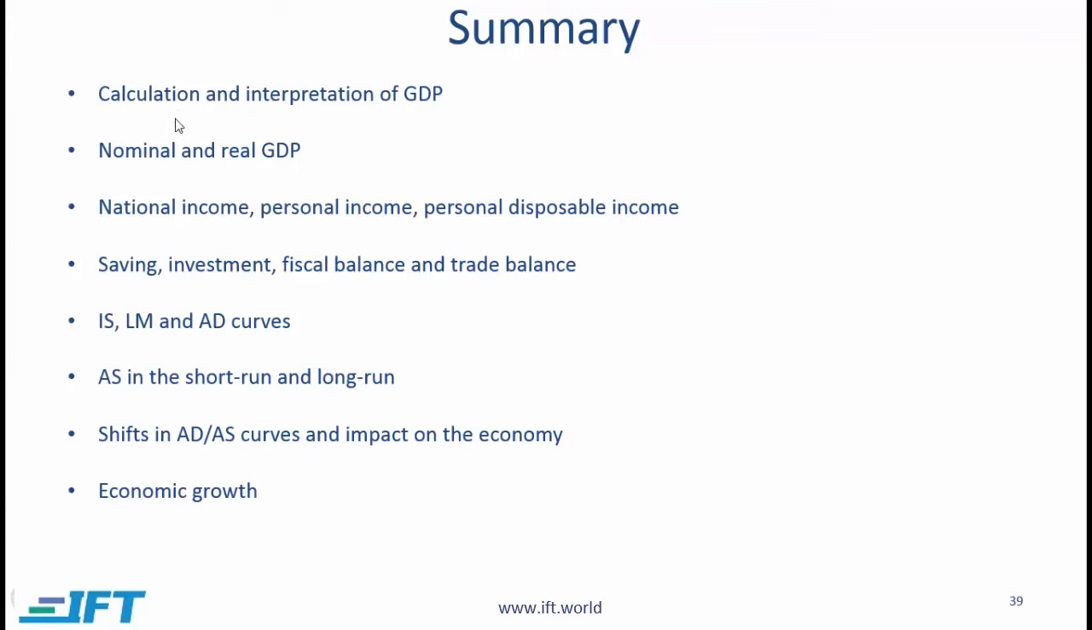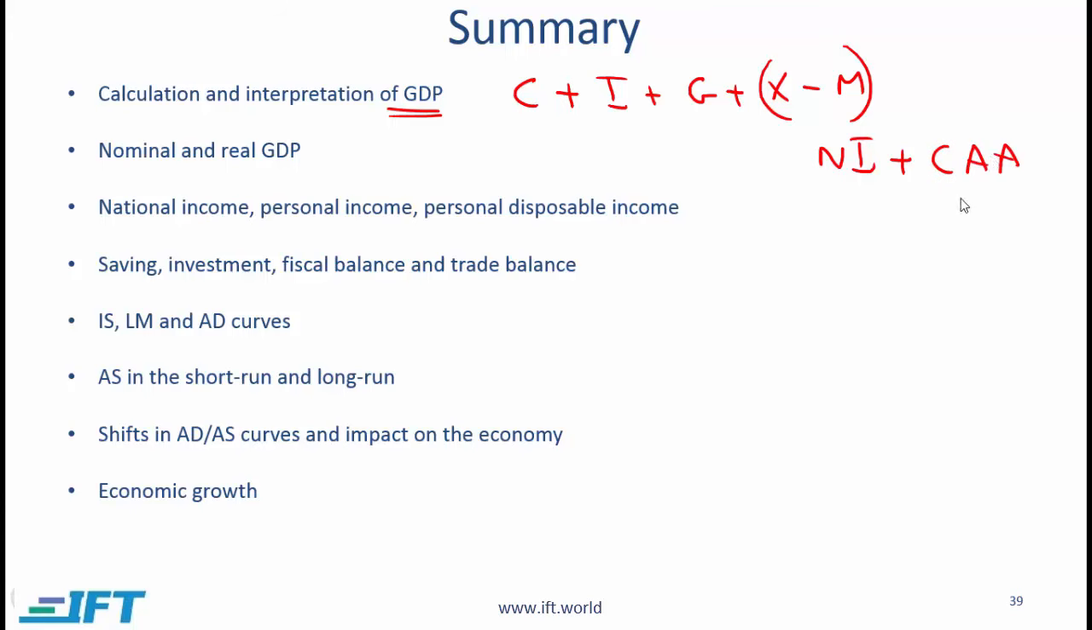You need to know how to calculate and interpret the GDP. We talked about two interpretations of GDP. One was based on expenditure and the other based on income. Expenditure-based GDP was as follows: consumption plus investment plus government spending plus net exports. With the income-based approach, we say that the GDP is equal to the national income plus depreciation, which is measured by something called CCA, or capital consumption allowance, plus a statistical discrepancy.